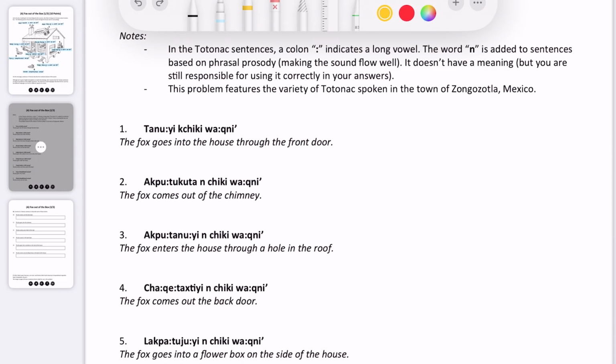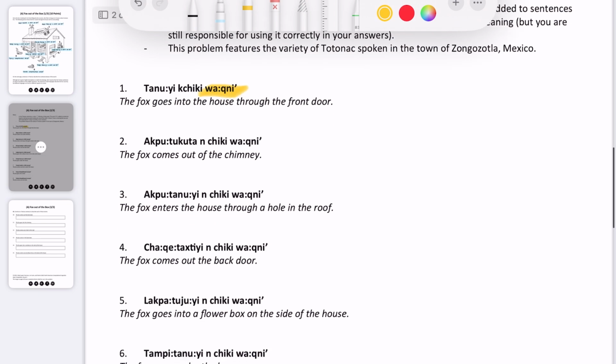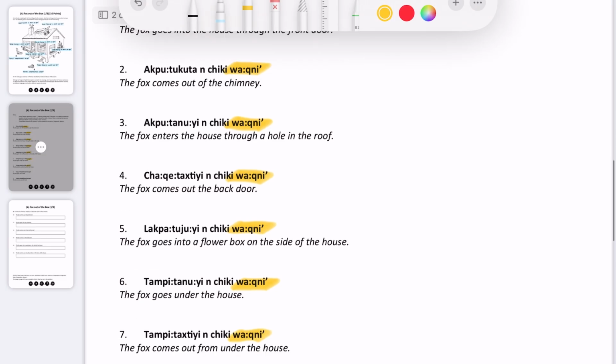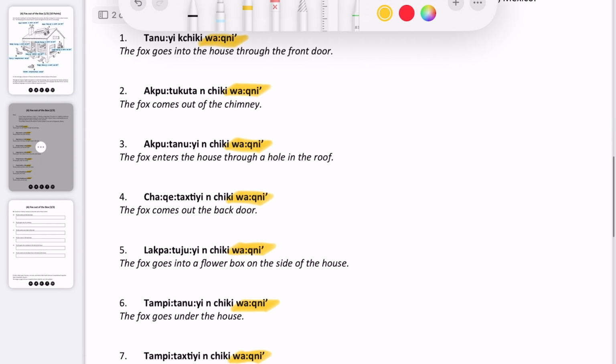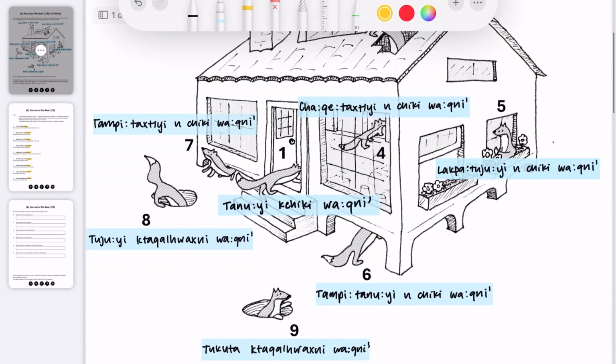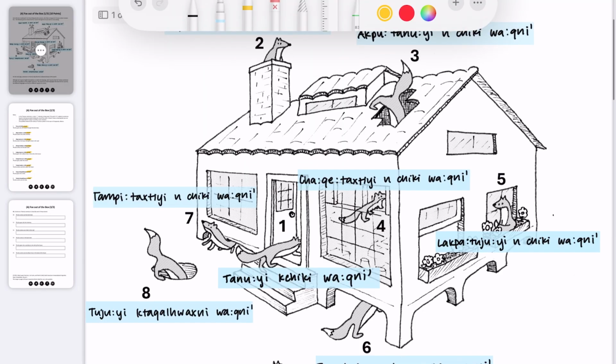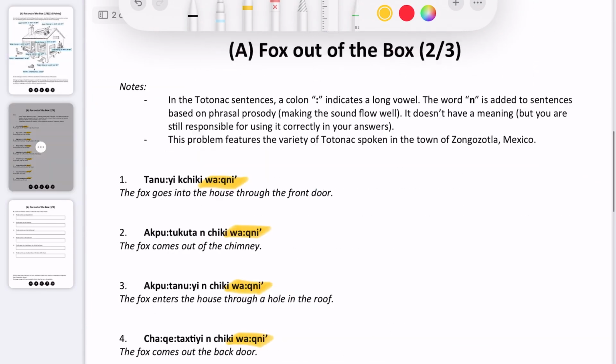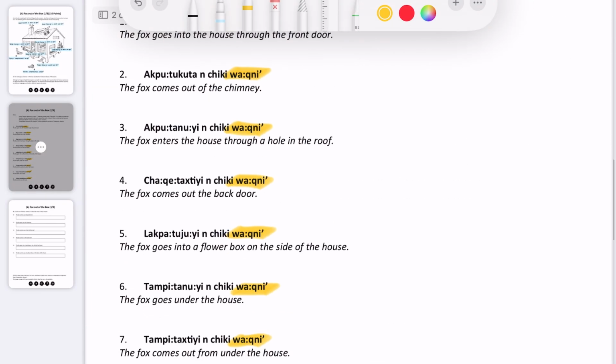And one of the things I'm noticing is that every sentence ends in this word wakni. As you can see, I'm highlighting here. So if we consider what this word could mean, I think it kind of has to mean fox, because that's the only word that's in every sentence. The fox is always going to be the subject of the sentence. He's always doing something in the sentence. So all the sentences are about the fox. So we can kind of assume that wakni means fox. We can just write that down.